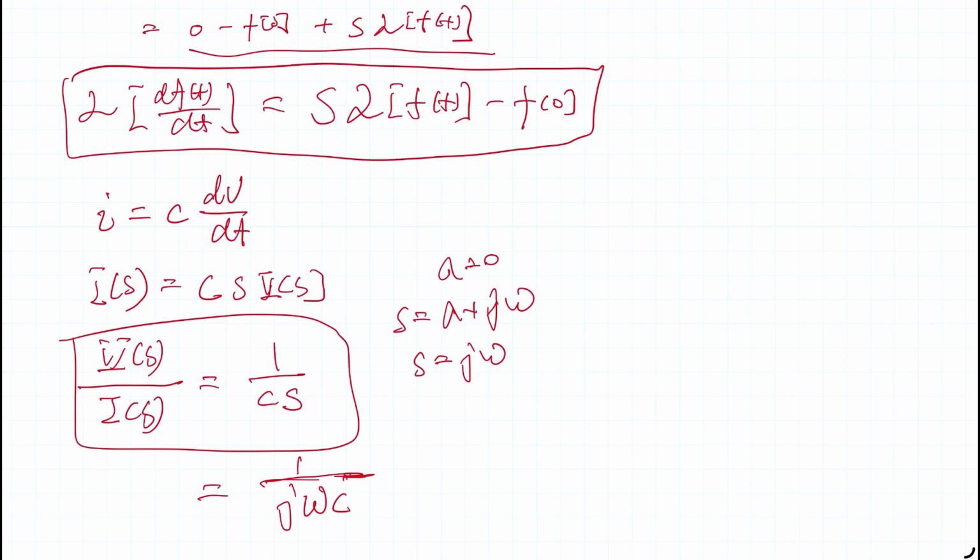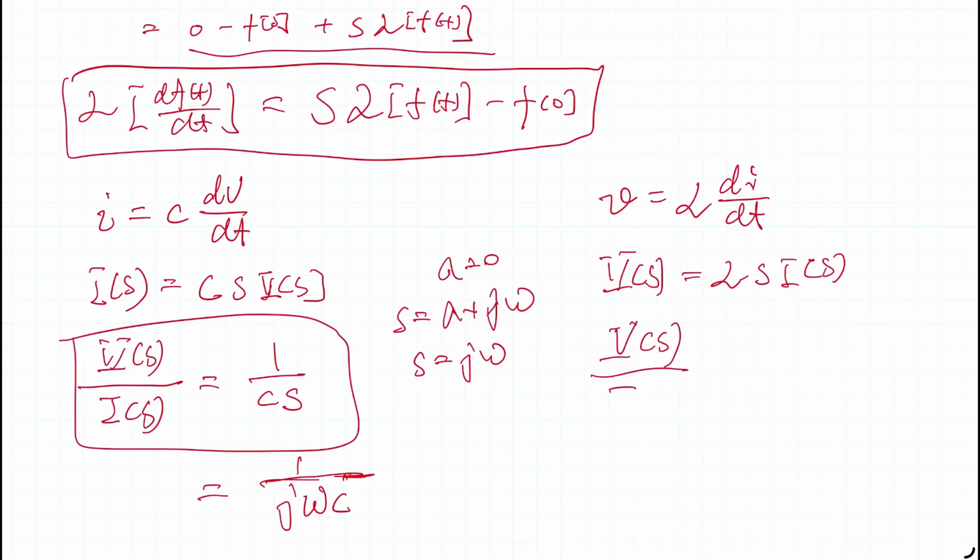Similarly, you can derive the equation for an inductor. We know the derivative form of the inductor is V equals L di/dt. The voltage equals the inductance times the current derivative. If we take the Laplace transform, we use capital V(s) equals L, the inductance, and this derivative turns into s times the Laplace transform of the current. Rearranging, we divide by I(s) and get V(s) divided by I(s) equals Ls. Here s is j omega, so we have j omega L.